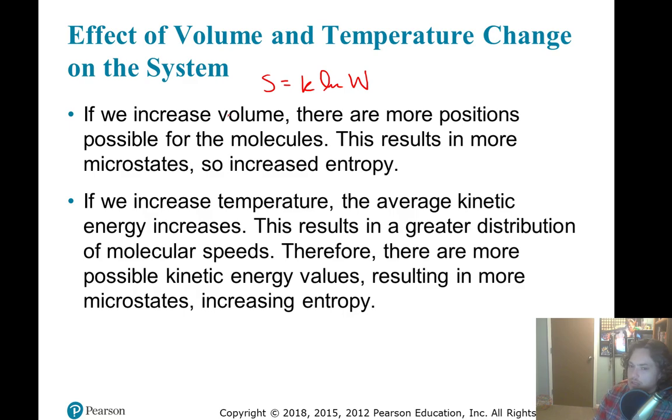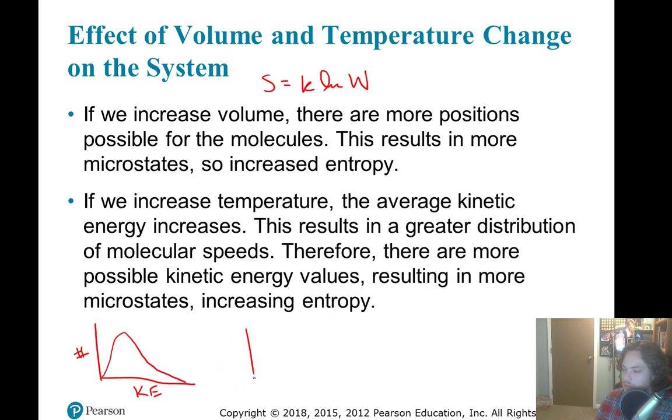The next one says if we increase temperature, the average kinetic energy would increase. Well, that makes sense, right? Because temperature is a measure of the average kinetic energy. So this results in a greater distribution of molecular speeds. So remember our Boltzmann curves. Here's our kinetic energy, number of particles. If we're at a given temperature, our Boltzmann distribution looks something like this, kind of tails off to the right.